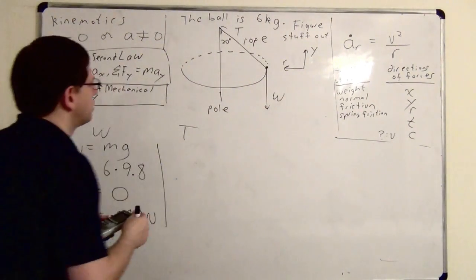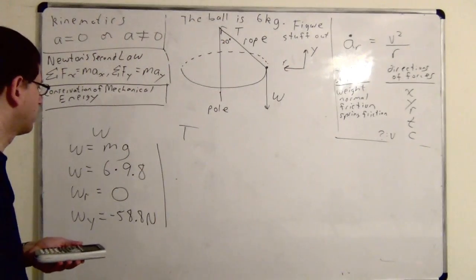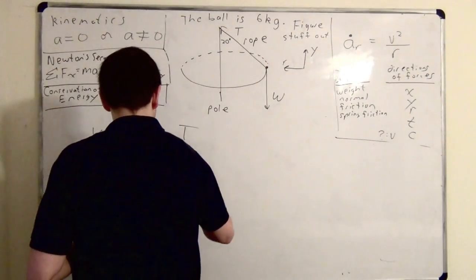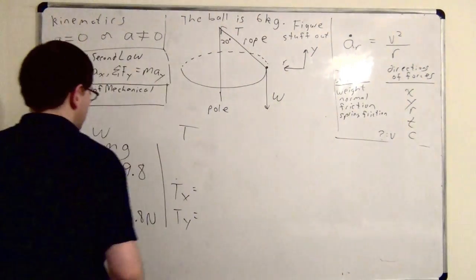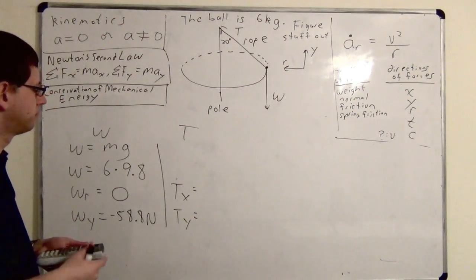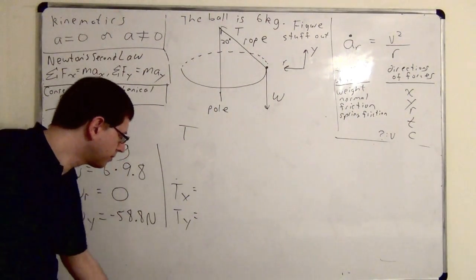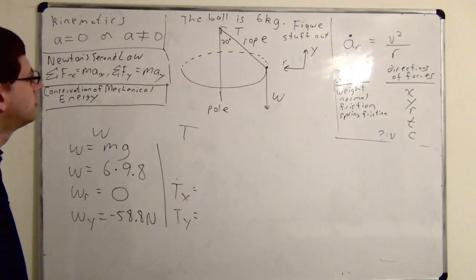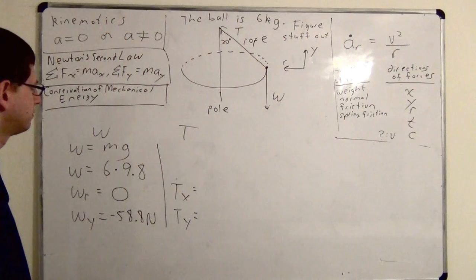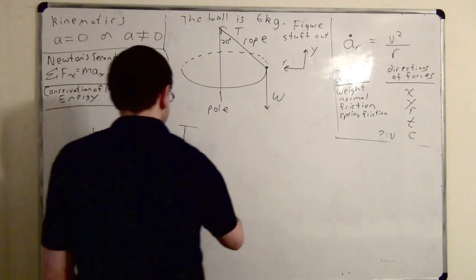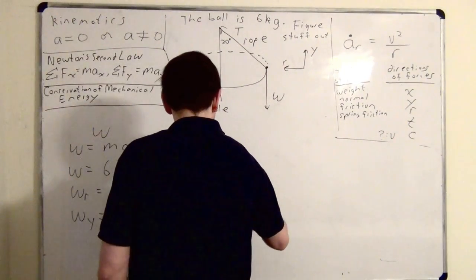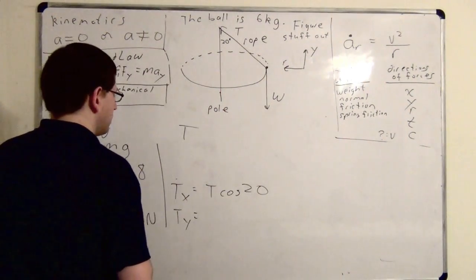Now let's try the tension. What can we write down about that? Tension, the magnitude of tension, and then tension in the x direction. We've got to break up the components. Isn't Tx equal to T times cosine 20? Oh, sorry, sine 20.